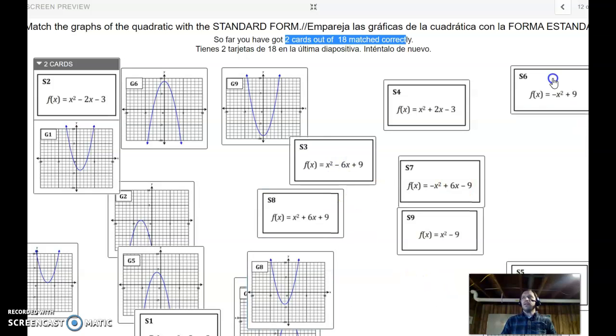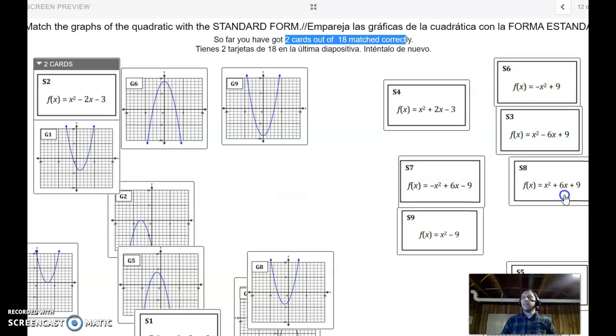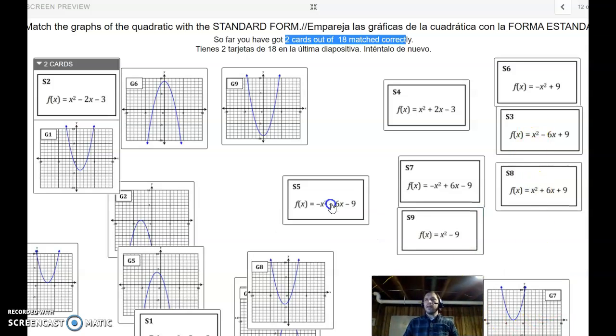And you have a bunch of different options here. This one's opening down, but it intersects at -9. This one, or +9, +9, +9. So you may have some issues here with S3 and S8, which ones they are. So you're going to just have to double check some of these equations as you go through it. So take your time, make them work, see what happens when you open up or down, shift left or right.